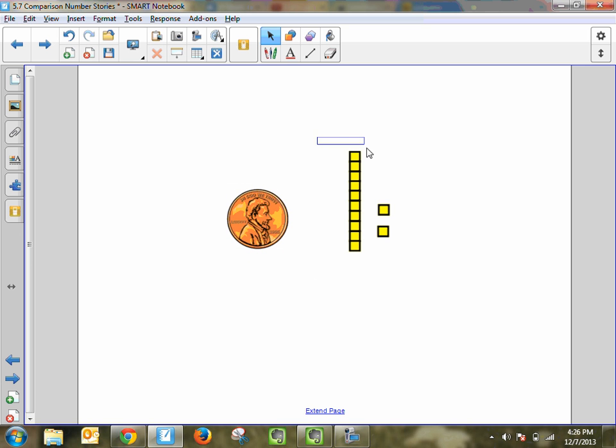Now, the reason that we have both of these on the screen and what they have to do with each other is they are two different items that we can use to compare. So we can use base 10 blocks to compare numbers. We can also use money to compare numbers.